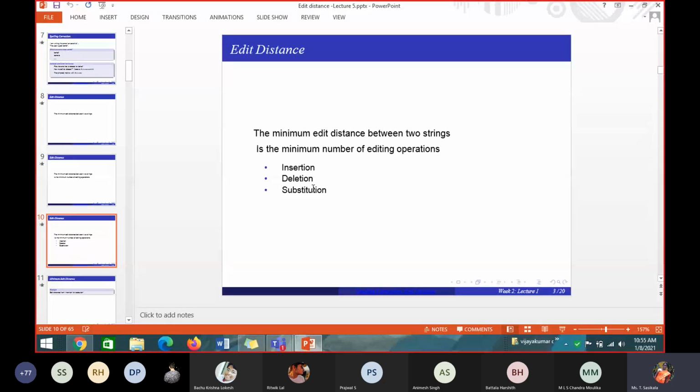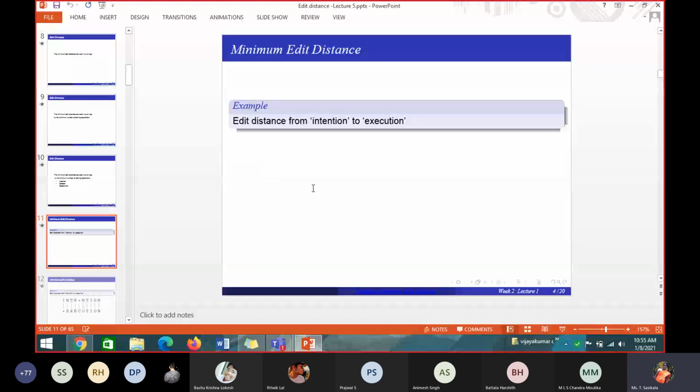For example, I want to find the edit distance from intention to execution. I have typed intention, but my original word is execution. So instead of execution, I have typed intention. How do we find the edit distance from intention to execution? How many input strings do I want? Two, ma'am.